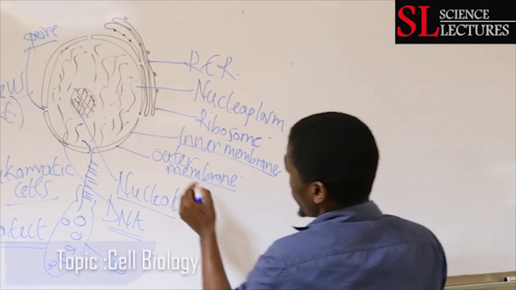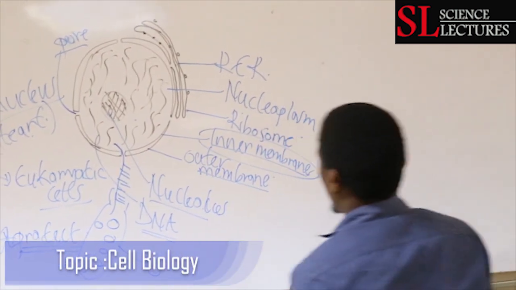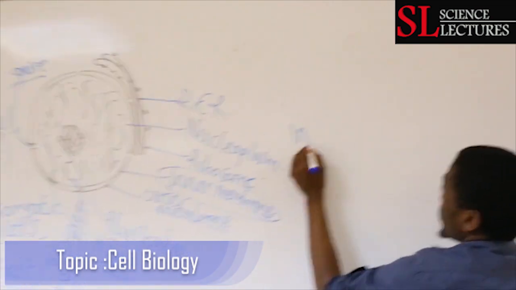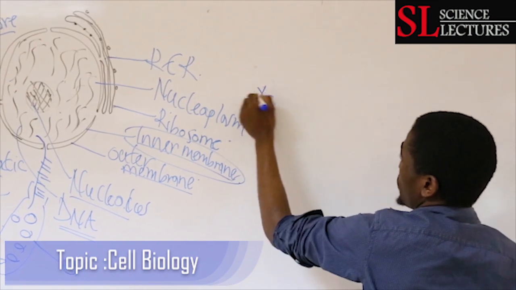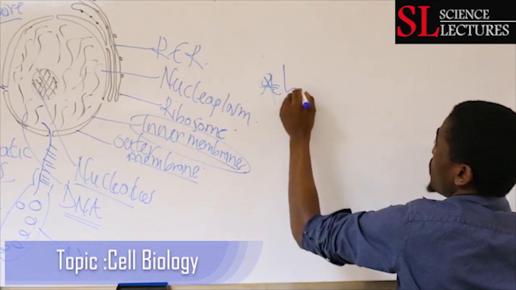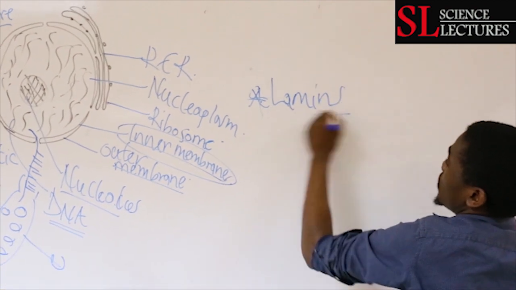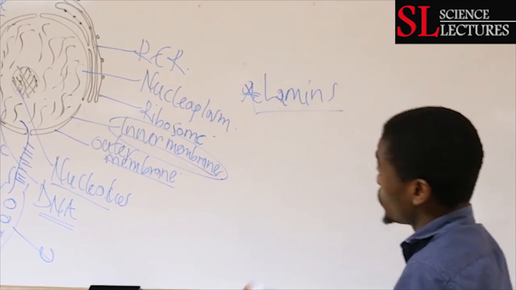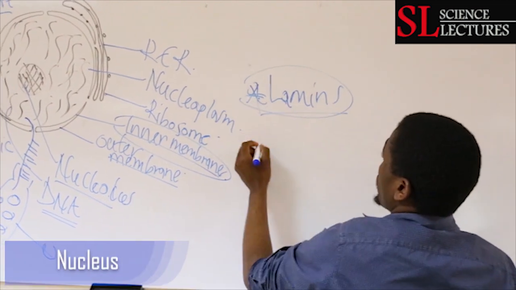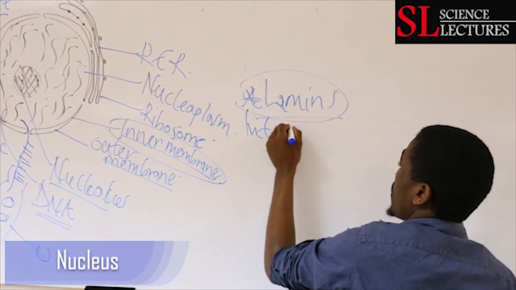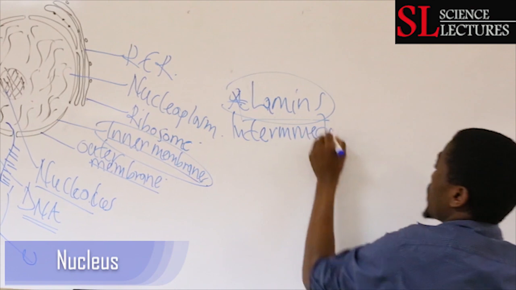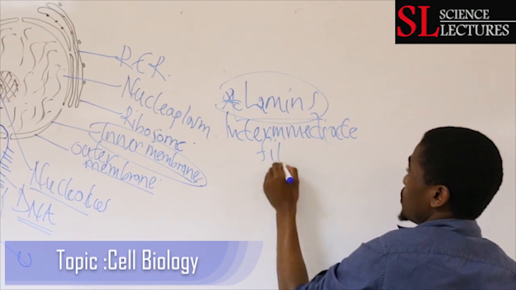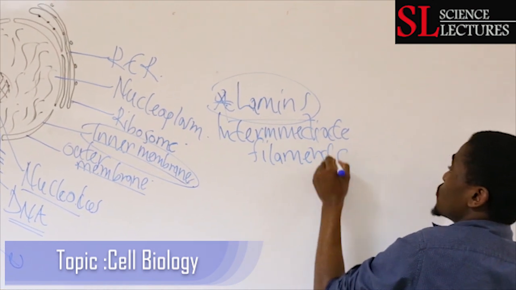Then what also is interesting, when we have a closer look at the inner membrane of the envelope, this inner membrane contains proteins called lamins. Lamins, L-A-M-I-N-S. These lamins, or you can call them nuclear lamins, are a type of intermediate filament. We'll have a look at these filaments when we are looking at the cytoskeleton.